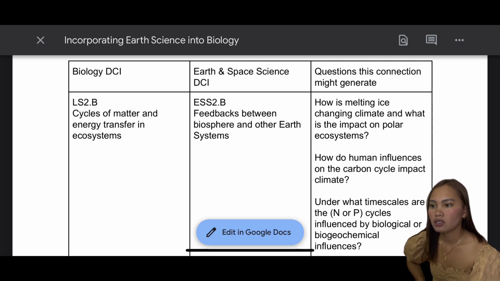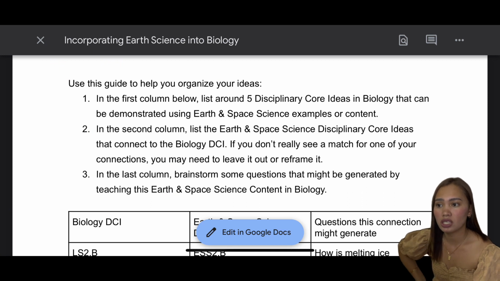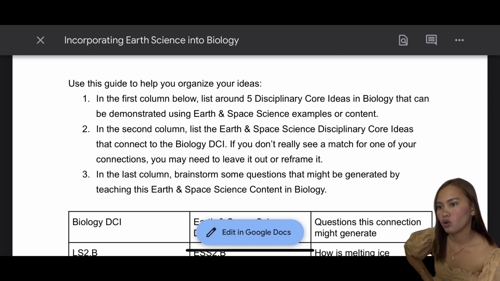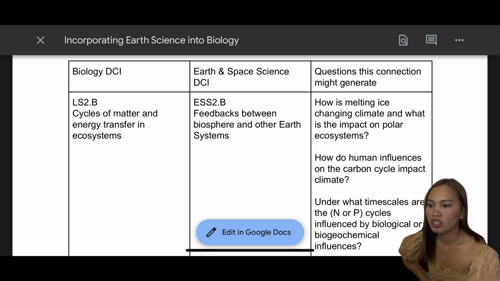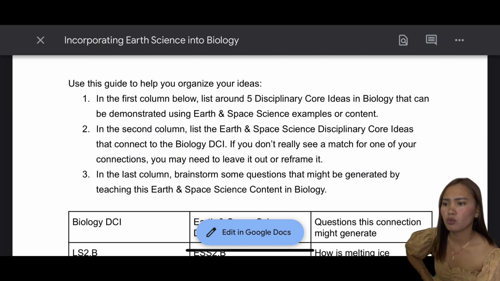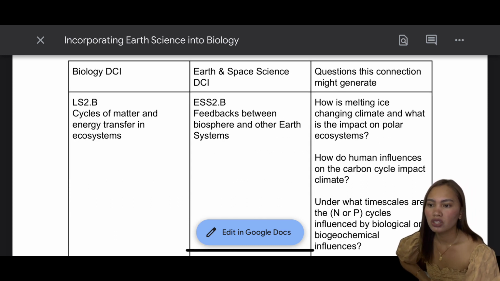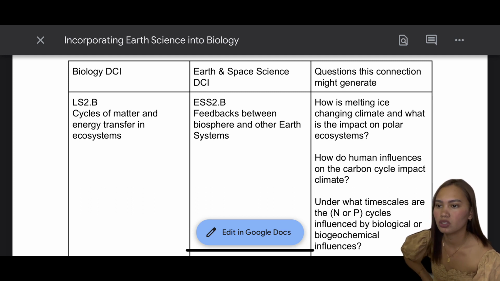Second column, list the earth and space science disciplinary core ideas that connect to the biology DCI. But if you don't really see a match for one of your connections, you may need to leave it out or reframe it. Here, feedbacks between biosphere and other Earth systems. And in the last column, brainstorm some questions that might be generated by teaching this Earth and space science content in biology. And here are the questions they generated.